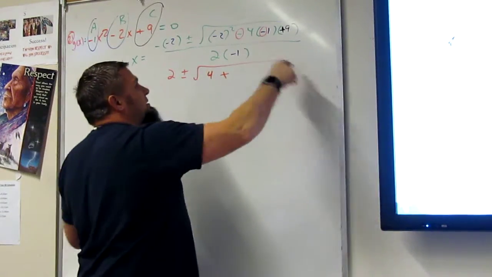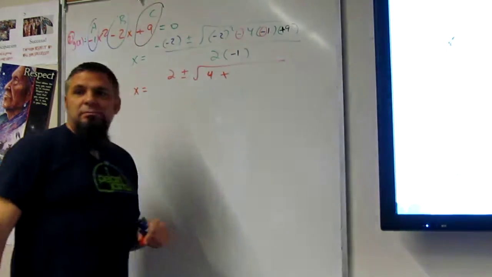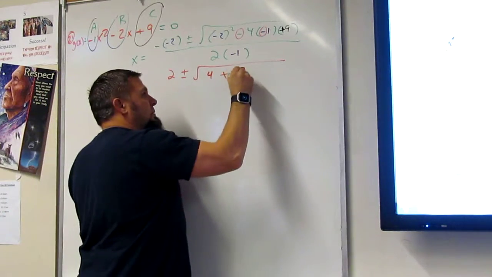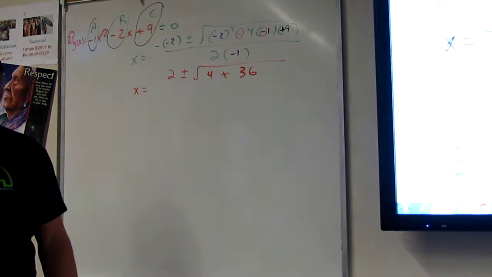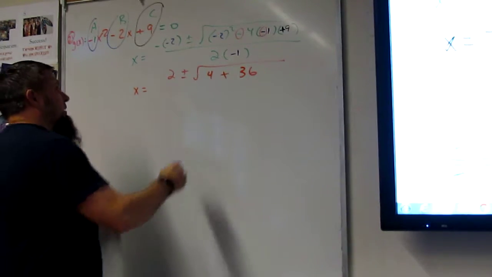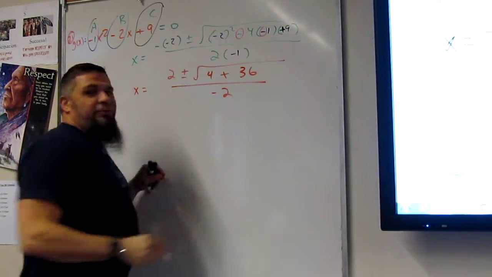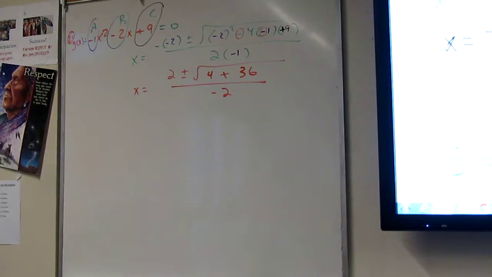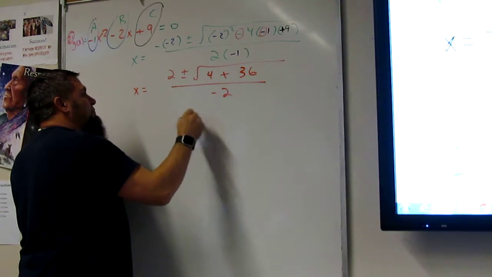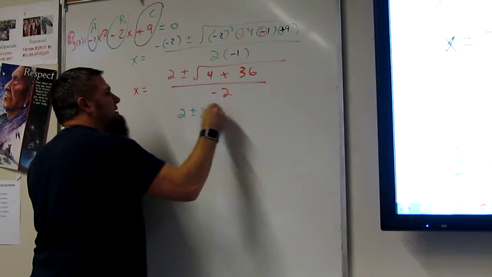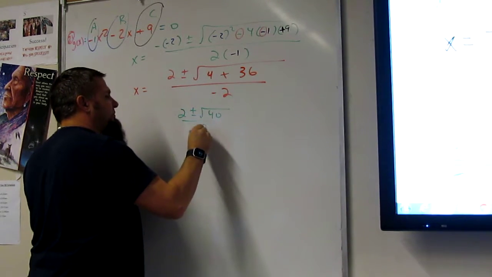And then I do the multiplication. 4 times 1 times 9. 36. Is that right? Yeah? Okay. Over negative 2. Alright? And then add those up. So I got 2 plus or minus the square root of 40 over negative 2.